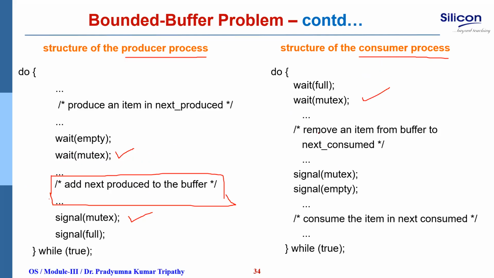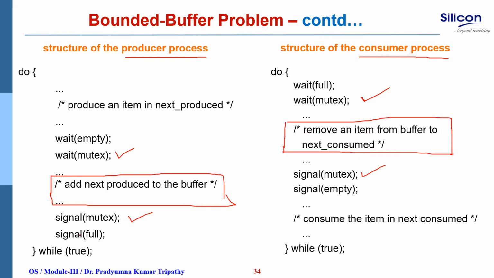Similarly for the consumer, here it is removing an item from the buffer. So we put a lock, wait mutex and signal mutex. I think these three lines are understood for both producer and consumer. Correct? So mutex use, any doubt?